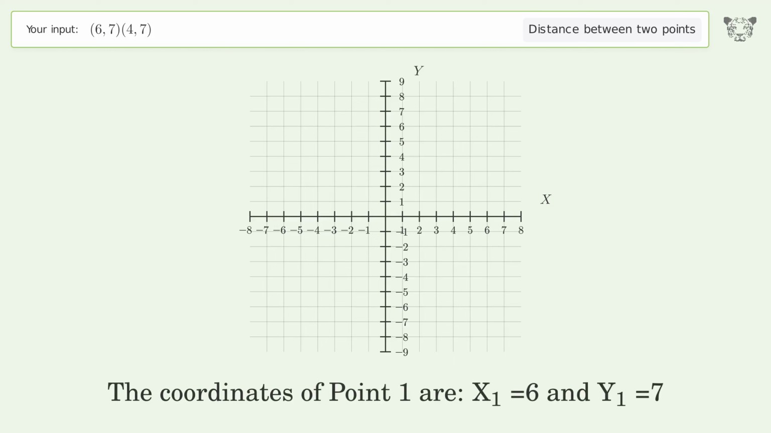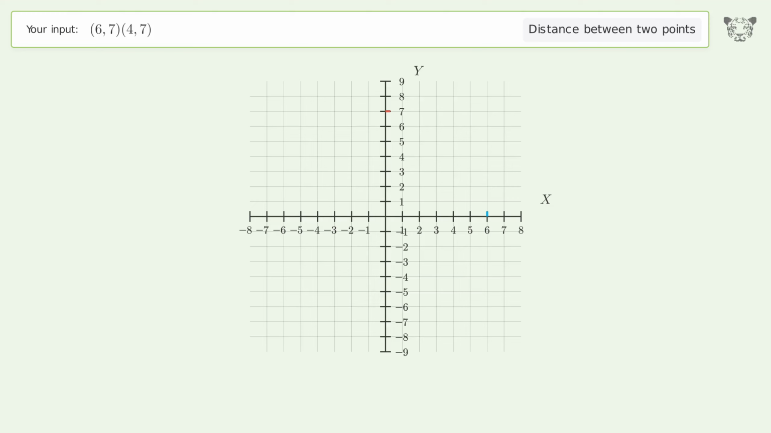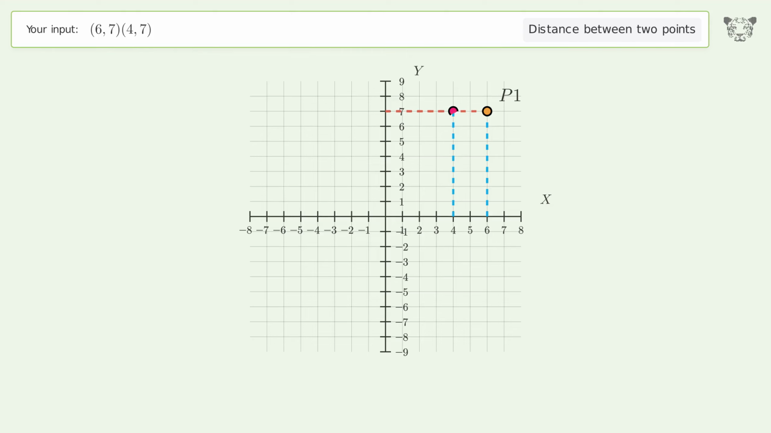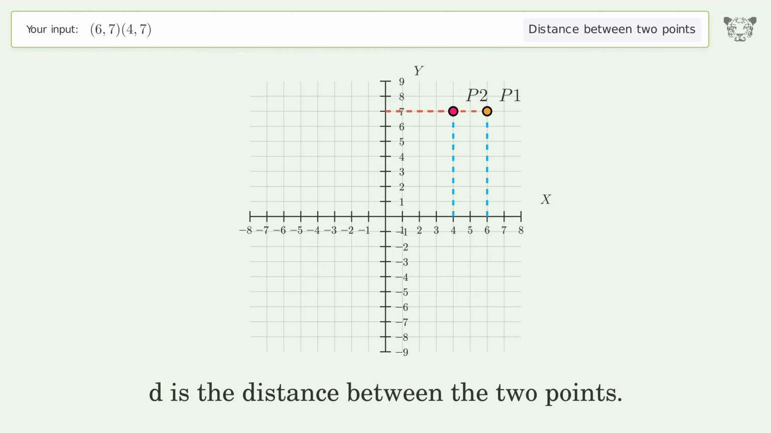The coordinates of point 1 are, x1 equals 6 and y1 equals 7. The coordinates of point 2 are, x2 equals 4 and y2 equals 7. D is the distance between the 2 points.